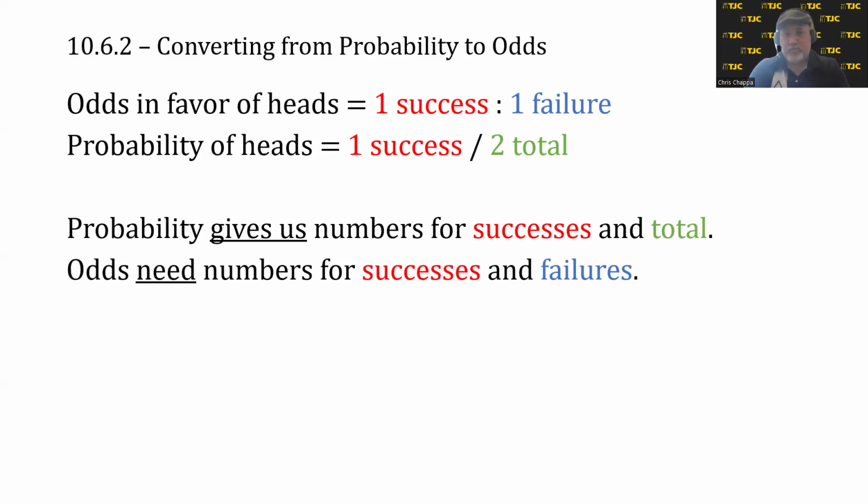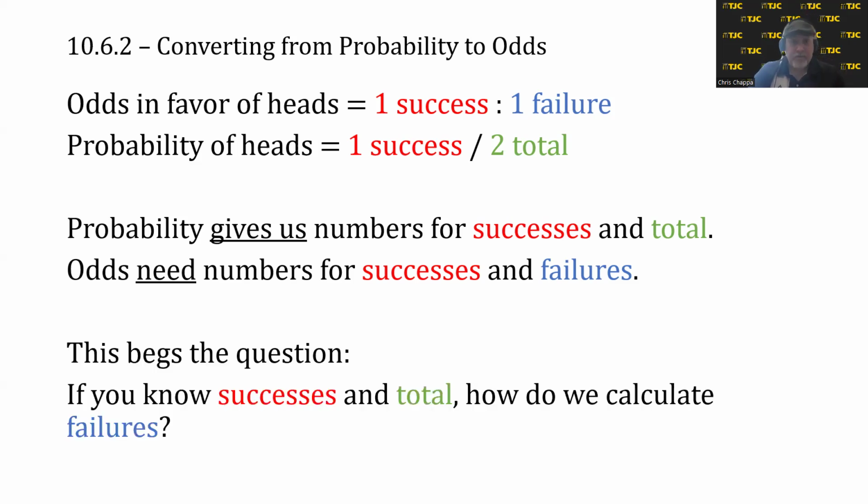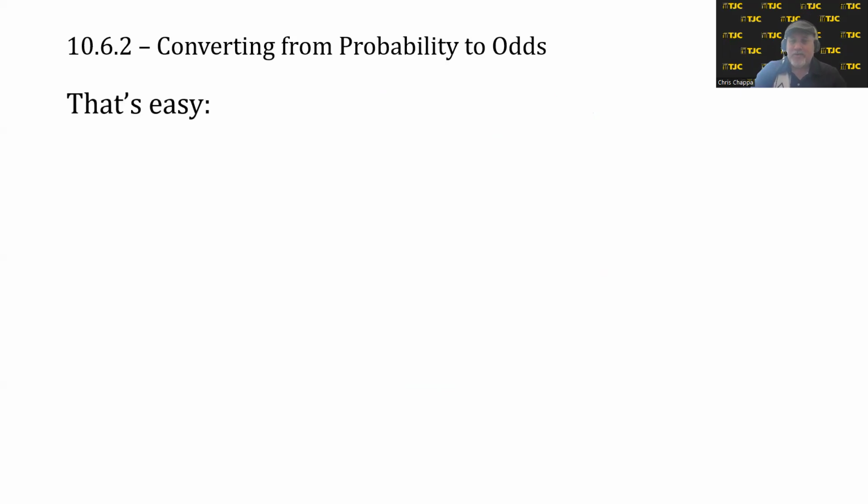Probability gives us numbers for successes in total, but odds need numbers for successes and failures. Now this begs the question. If you know successes and totals, because that's what we know when we're given probability, how do we calculate failures? It's actually pretty easy, because we've done it already.